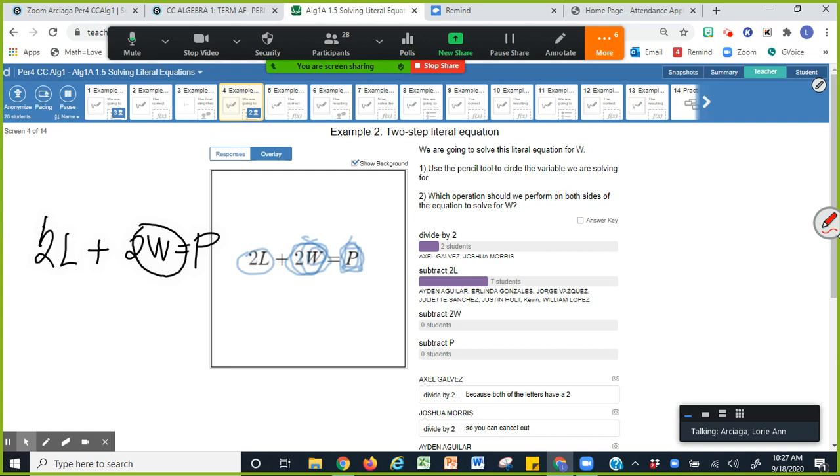So first we move the 2L over. Why? Because we want this group to be alone, right? So subtract 2L from both sides. You cancel it from here, and then you subtract 2L. There you go. Then after that, you bring this down. So 2W is equal to P minus 2L.